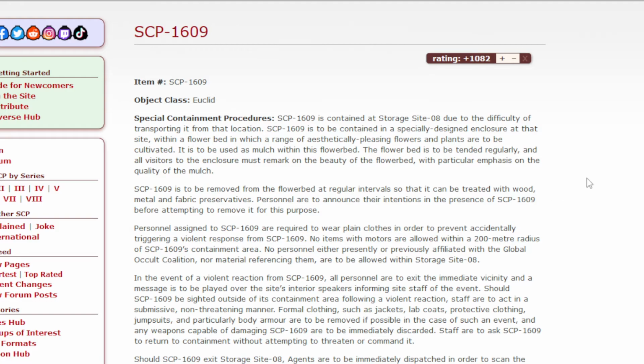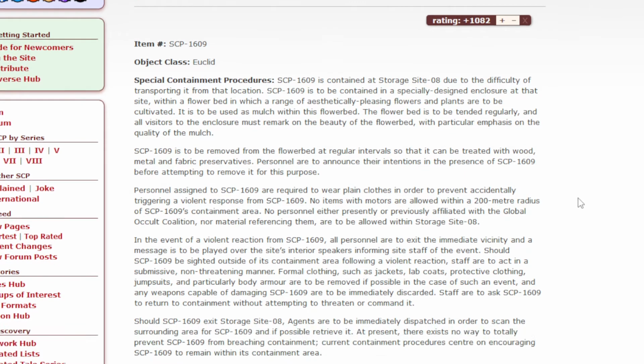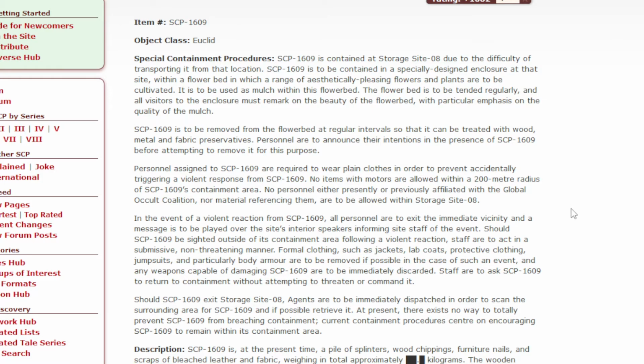Okay. Storage Site 08, due to its difficulty of transportation from its location, 1609 is to be contained in a specially designed enclosure on site with a flower bed in which a range of aesthetically pleasing flowers and plants are to be cultivated, with 1609 to be used as mulch within its flower bed. The flower bed is to be tended regularly, and all visitors to the enclosure must remark about the beauty of the flower bed, with particular emphasis on the quality of the mulch. Not the one I thought. Okay, I was gonna say, how is this a chair?